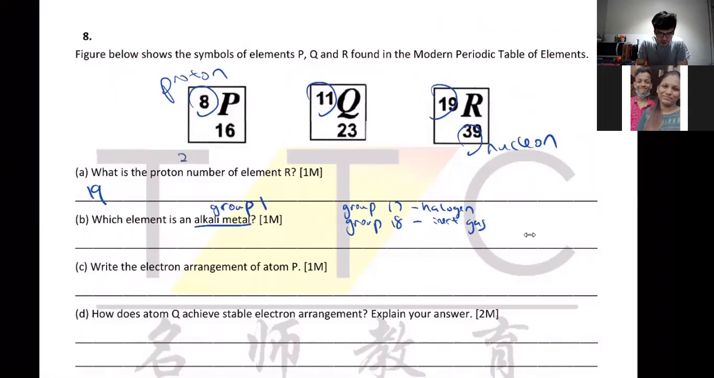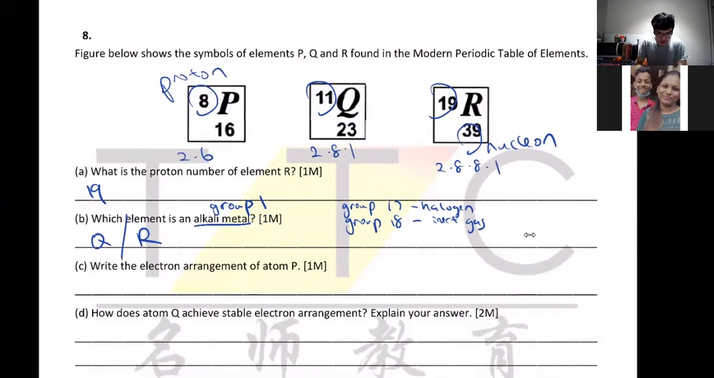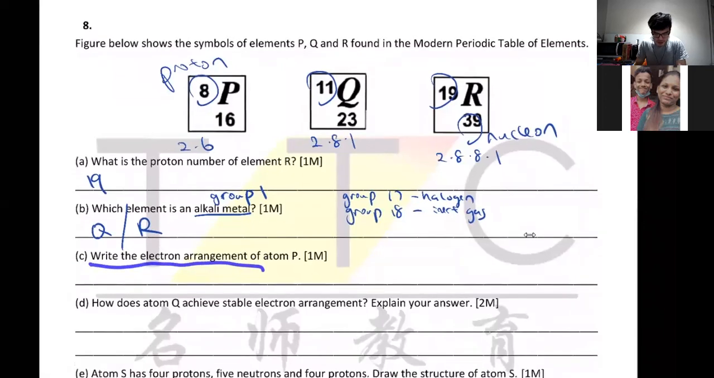So this is 2.6. Now you write out the arrangement first. This is 2.8.1. This is 2.8.8.1. So in fact, both of these are group 1. Okay, so that's your Q and R. So you have 2 answers here. Both Q and R are alkali metals. So C, write the electron arrangement for atom P. We just did that, so 2.6. Now we know that 6 is not happy.